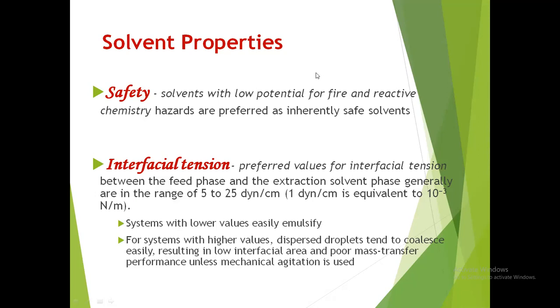So as much as possible, the interfacial tension for the feed and the liquid phases should be higher than 5 but not greater than 25 dyne per centimeter. What about if it's higher than 25, let's say 26 or 30? For systems with higher values, dispersed droplets tend to coalesce easily, resulting in low interfacial area and poor mass transfer performance, unless your system has some form of mechanical agitation. So what do we mean by this? Higher values will form coalesced dispersed droplets.